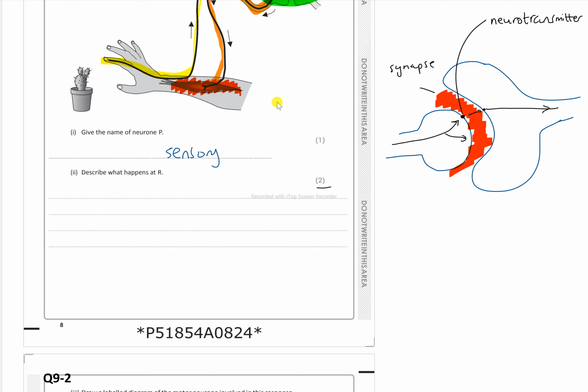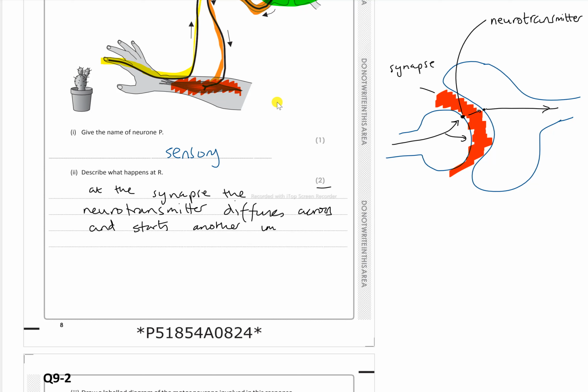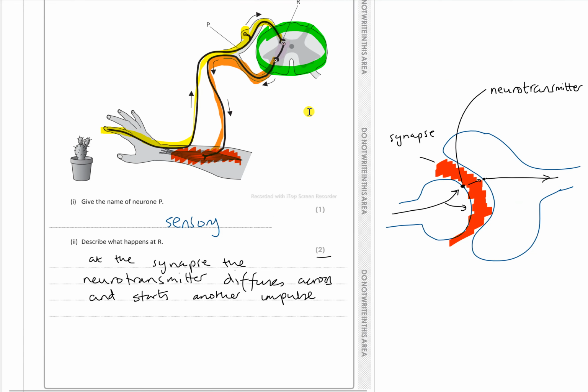So at the synapse, the neurotransmitter diffuses across and starts another impulse in the relay neuron in this case.